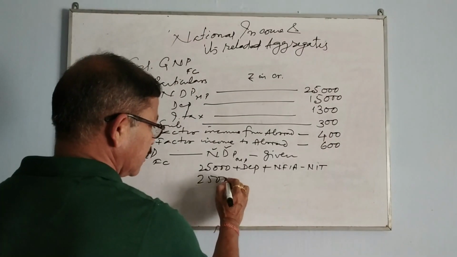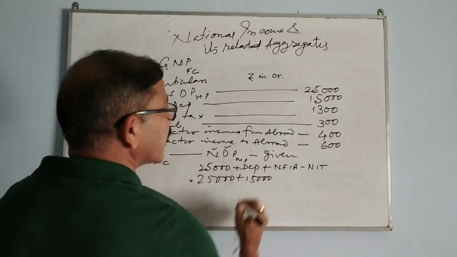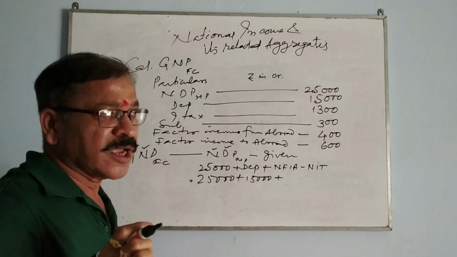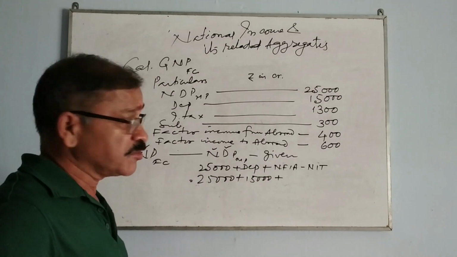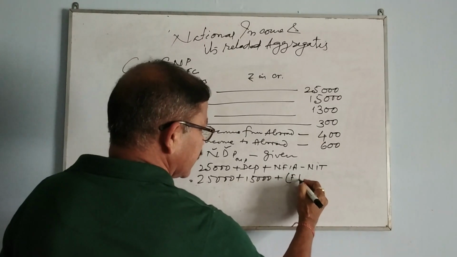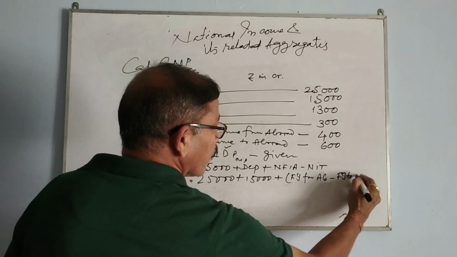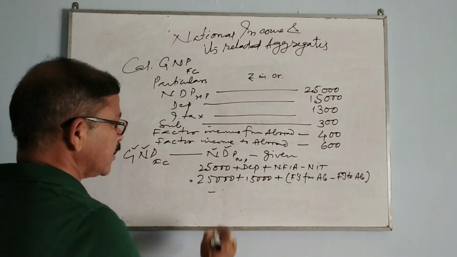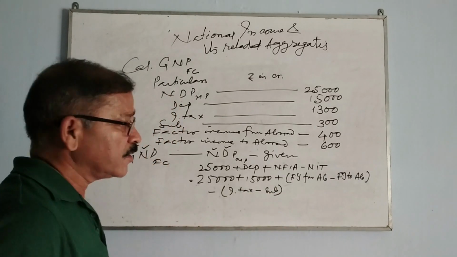Now apply the values. So this is 25,000, right? Depreciation is 15,000, right? NFIA. See here, slight twist. NFIA is not given. So simple, as I told you, NFIA is the difference between factor income from abroad and factor income to abroad. So factor income from abroad minus factor income to abroad, right? Then minus NIT. NIT means again indirect taxes minus subsidy. This is the formula you could derive.